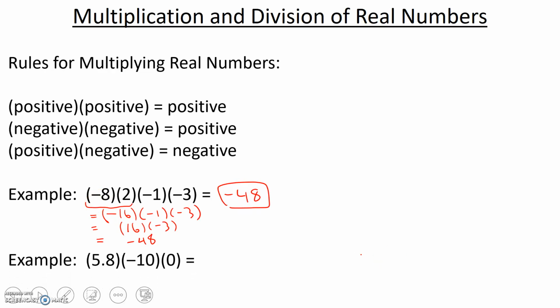Next example, we have 5.8 times negative 10 times 0. So going left to right, 5.8 times negative 10 will be negative 58. You have a positive times a negative. Multiply that by 0. Now, any number multiplied by 0, regardless of what the number is, will always equal 0. So 5.8 times negative 10 times 0 will be 0. Now, I don't even have to multiply 5.8 times negative 10, because I know as long as I'm multiplying by 0, my result will be 0.